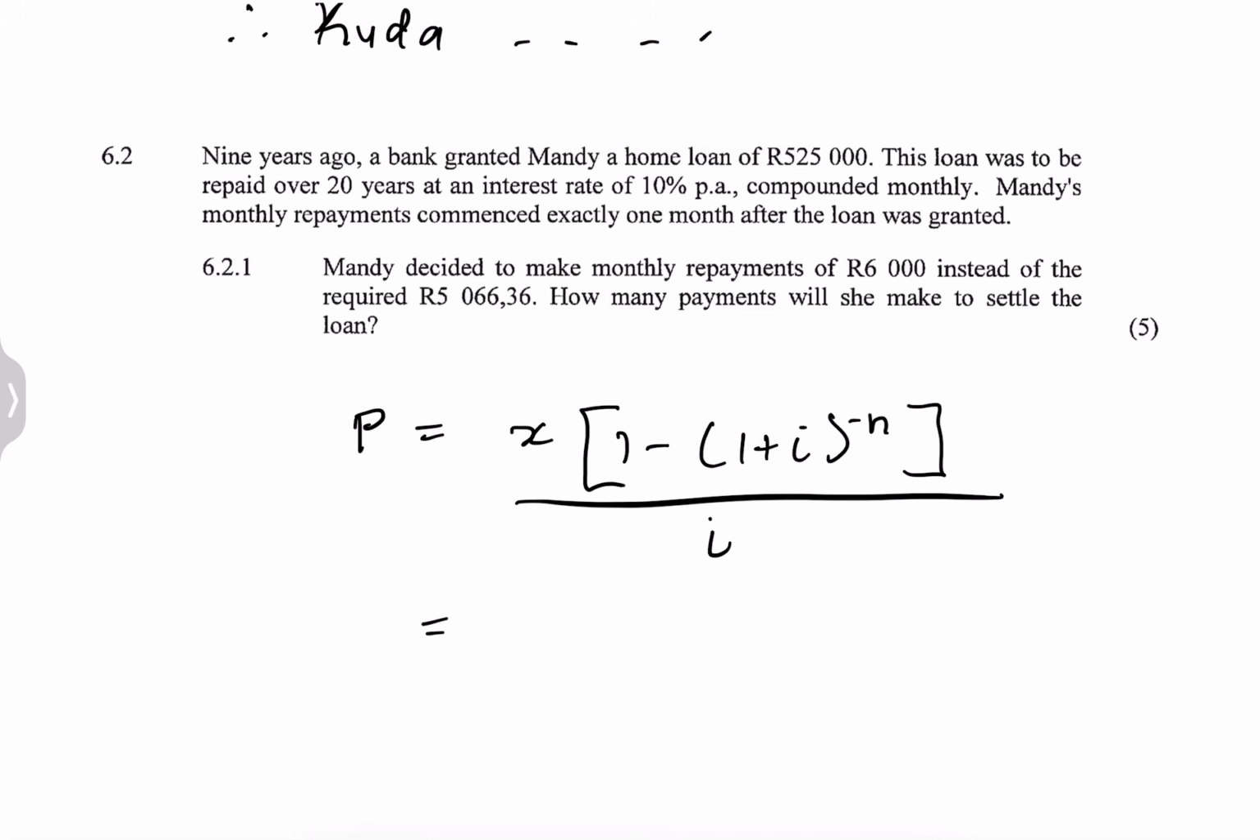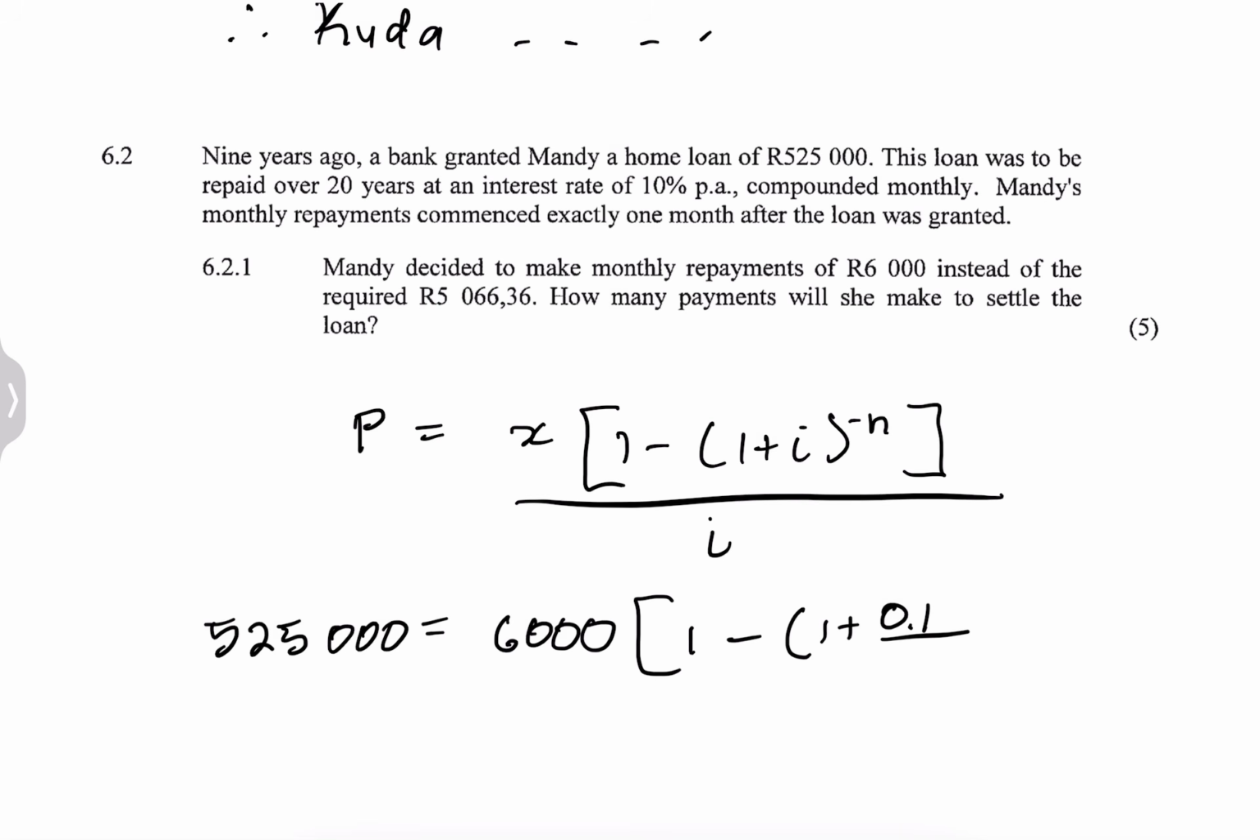So we know that the repayment she makes is 6,000. We know the present value was 525,000. And in this case, this is 1 minus (1 plus 0.1. Remember, it's a monthly interest rate, so we make sure that we factor that in. That's divided by 12), to the power of minus n.